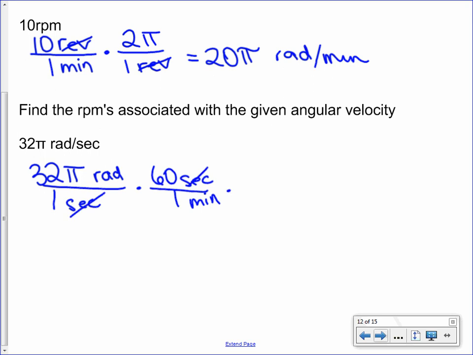Now I need to go from radians to revolutions. So radians is going to need to be downstairs, right? We have 2 pi radians for every 1 revolution. So now we are left with revolutions per minute. Oh, and look at our pi cancel. So what is 60 times 32? Oh, and then divided by 2. Sorry.